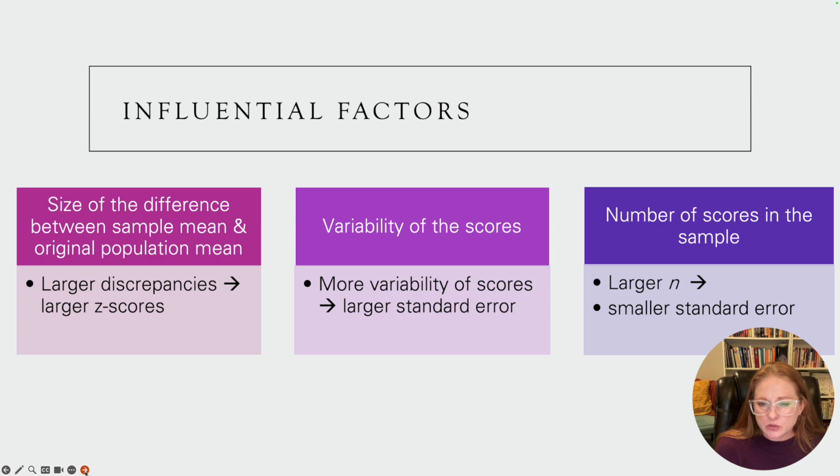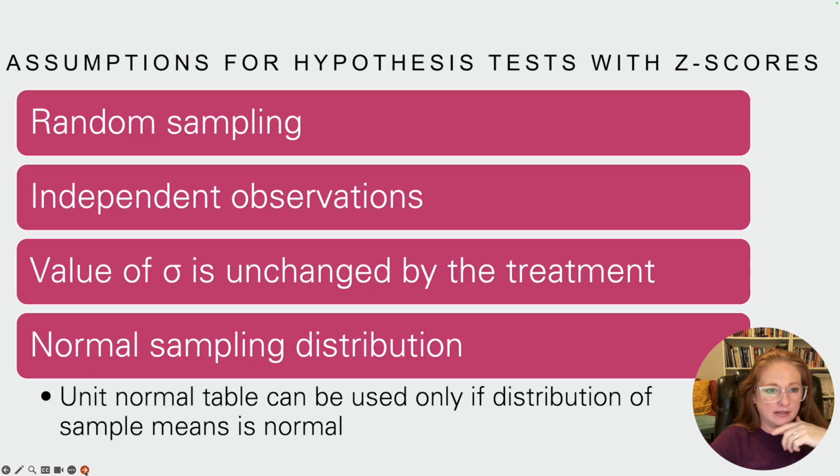Also, the variability of scores. The more variability of scores you have, the larger the standard error. That's okay. It's not going to freak anybody out. They understand that. The number of scores in the sample, also the larger number of sample pool that you have, is going to give you a smaller standard error until you approximate that population, which then you're going to have 0 after a while.